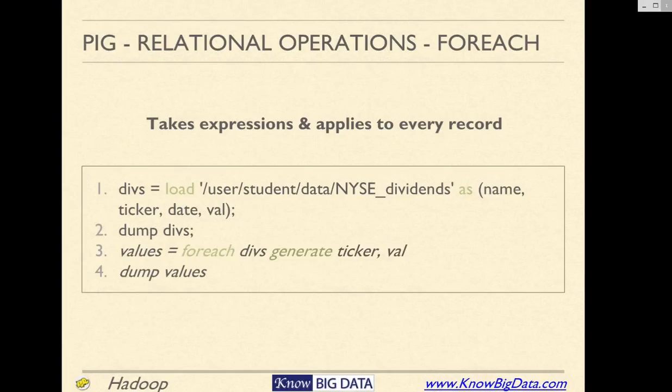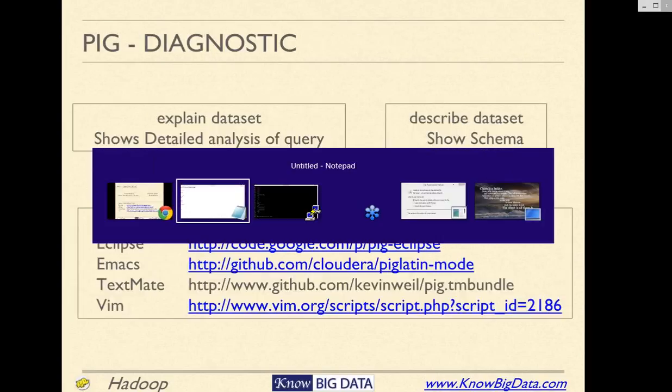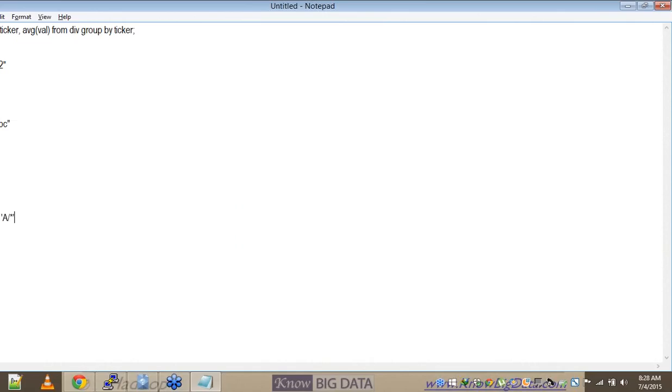So this is how you can load multiple files. You can also give a comma separated list of file names. Okay, so did I answer your question?